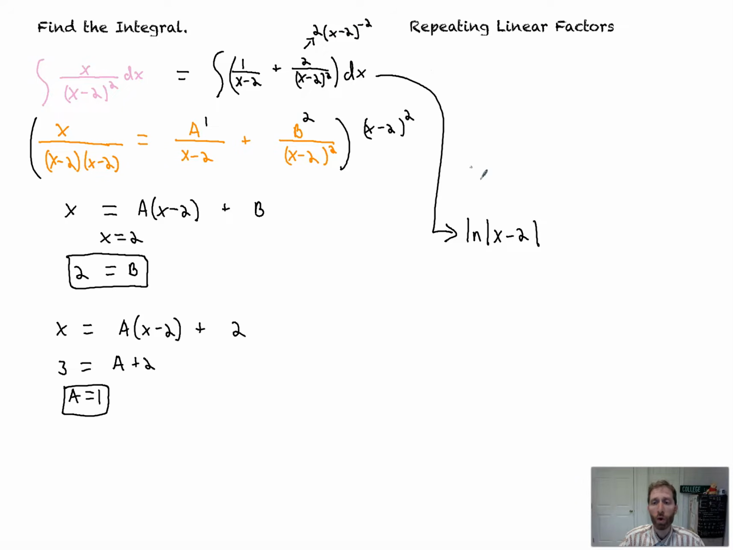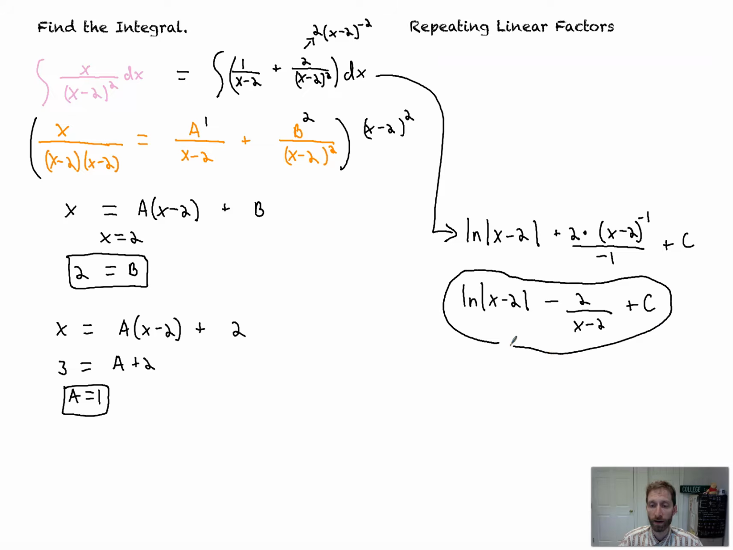Here's what we do. We're going to take that 2, we're integrating it, that's just hanging out, that's plus 2, times, now you'd add 1 to that power. So that's going to be an x minus 2 to the negative 1. And then you divide by that power that we got, plus C. And let's simplify that down. You get the ln of x minus 2 minus, because 2 divided by negative 1, 2 over x minus 2. And it's over x minus 2 because it's to the negative 1, plus C. And there's your answer. That's it.